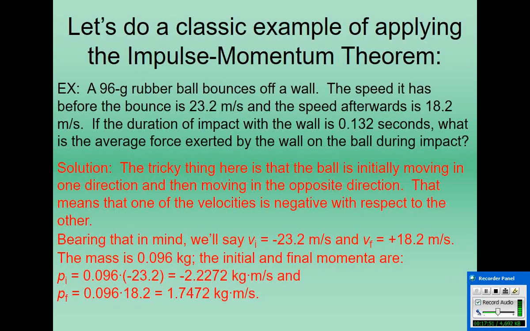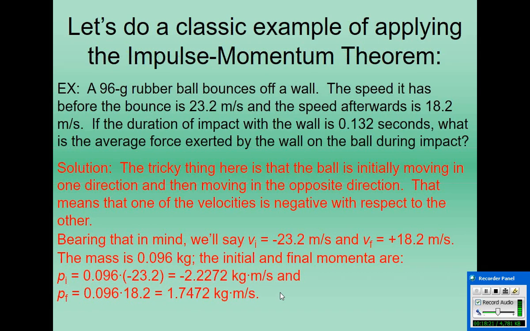The mass of the ball in kilograms is 0.096 kilograms. I can calculate the initial and final momentum. 0.096 times negative 23.2 is negative 2.2272 kilograms times meters per second. The final momentum, 0.096 times 18.2, is equal to 1.7472 kilograms times meters per second.